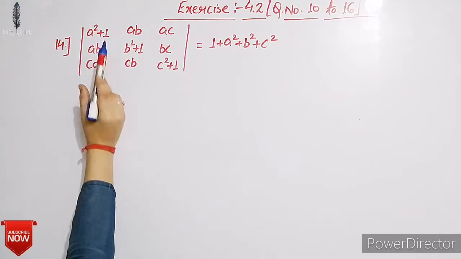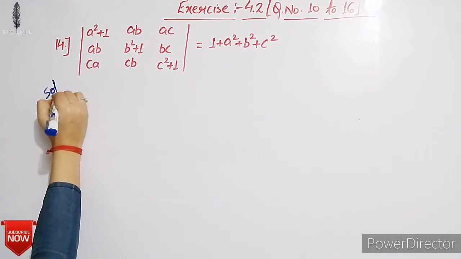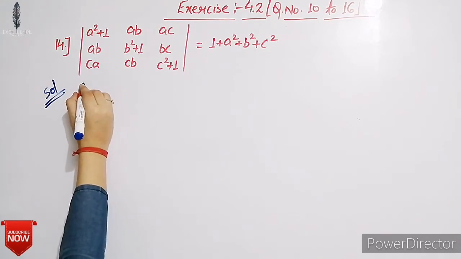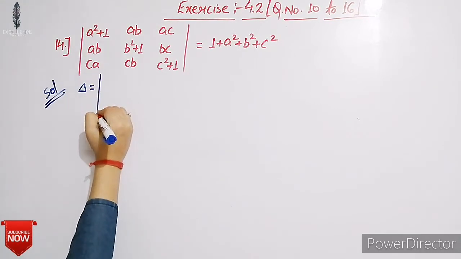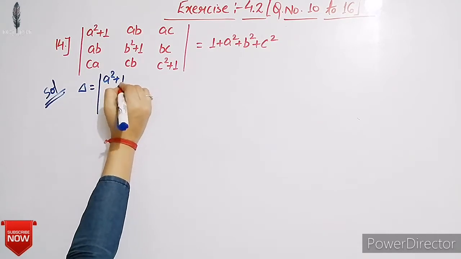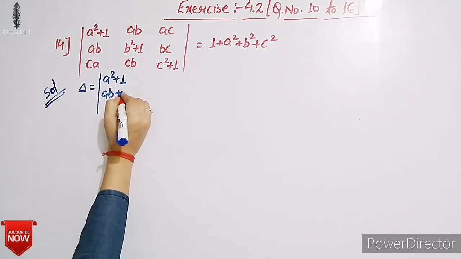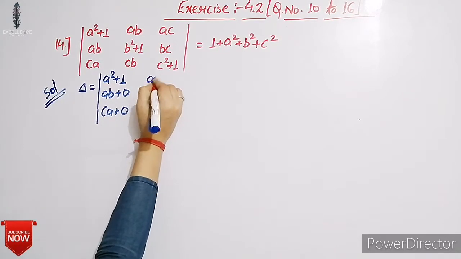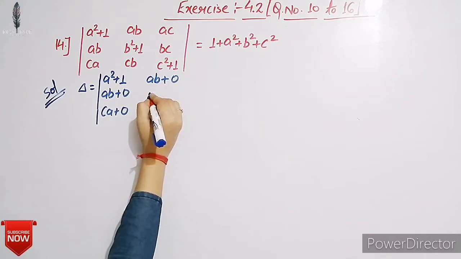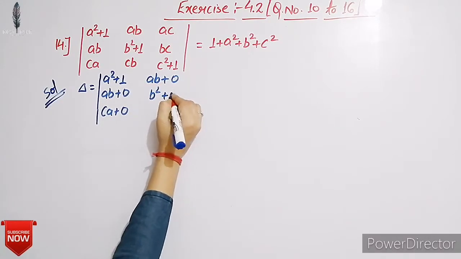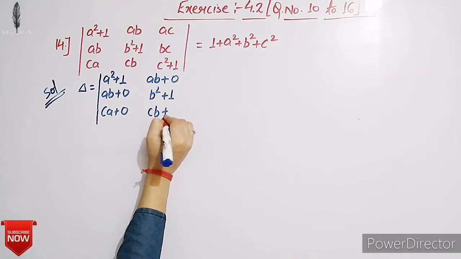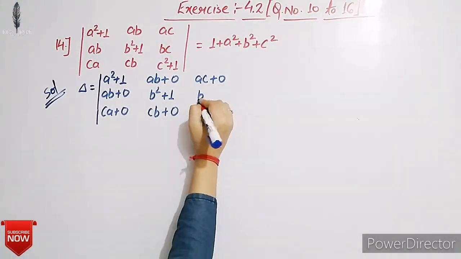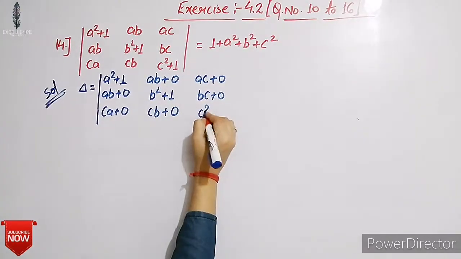See clearly, it is in the form of sum of two terms. So let's solve it. The given determinant can be written as delta equals: in the first column a square plus 1, ab plus 0, ca plus 0. In the second column, ab plus 0, b square plus 1, cb plus 0, and C3 is AC plus 0, BC plus 0, and C square plus 1.